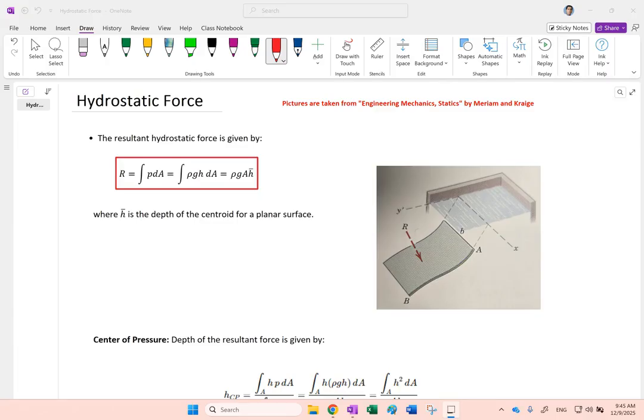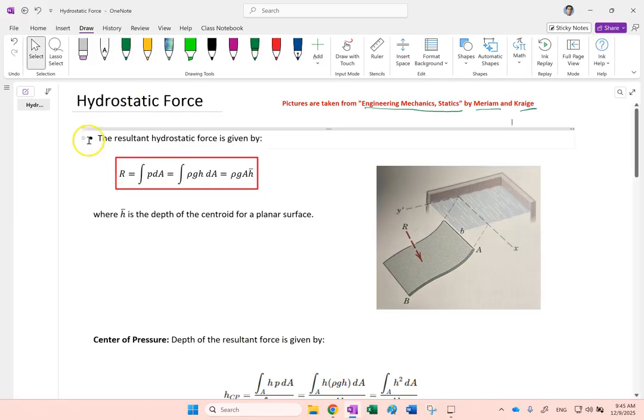And before I start, I want to mention that the pictures you see are taken from this very great book, Engineering Mechanics Statics by Meriam and Kraige. This is one of the absolute best statics books out there, and I bet everybody knows about it. It's one of the best textbooks. So these pictures are taken from there.